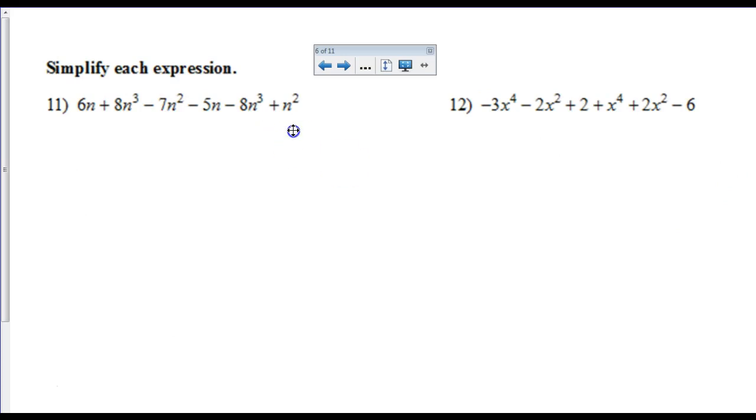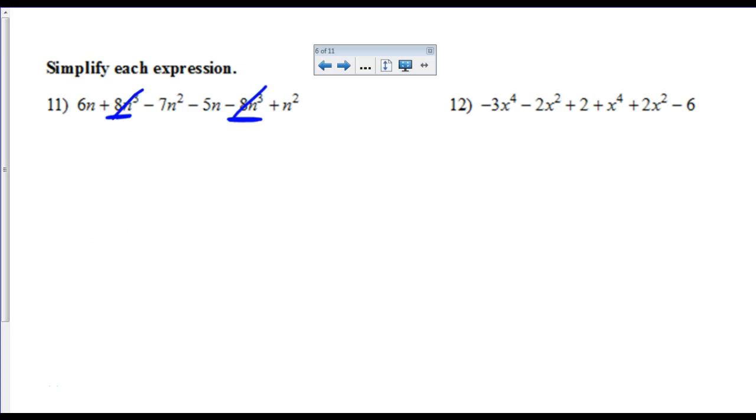Simplifying. This is just combining our like terms. So you don't have to do this, but I like to go in what's called standard form order, where I choose the term that has the largest exponent, and that's going to be my leading term. So for this problem, the cubic term, the n to the third power, is my leading term. So I have 8n to the third minus 8n to the third. Those actually end up canceling each other out.